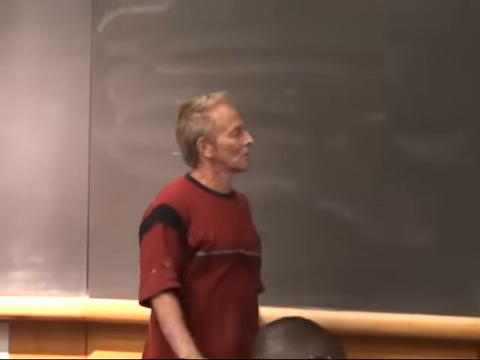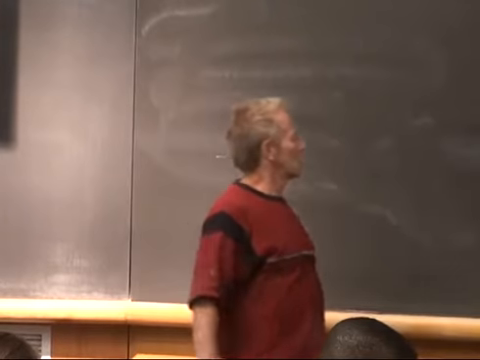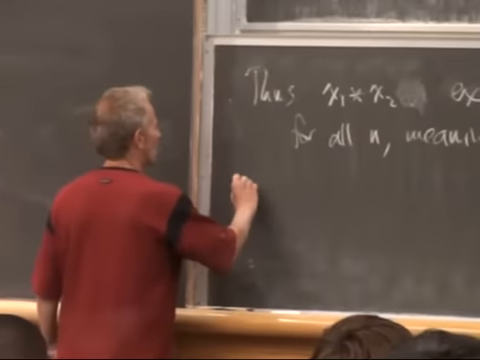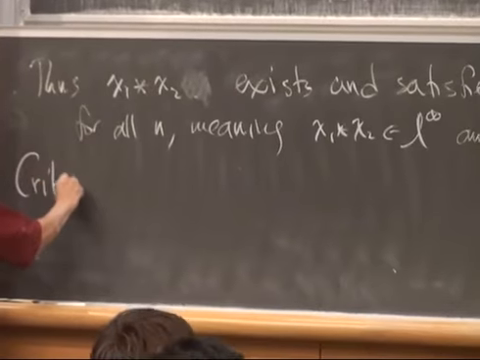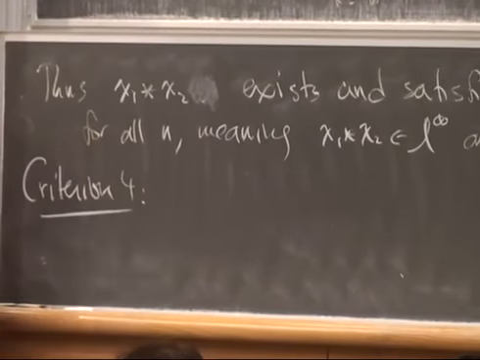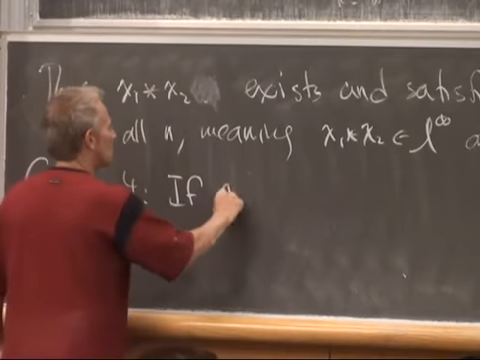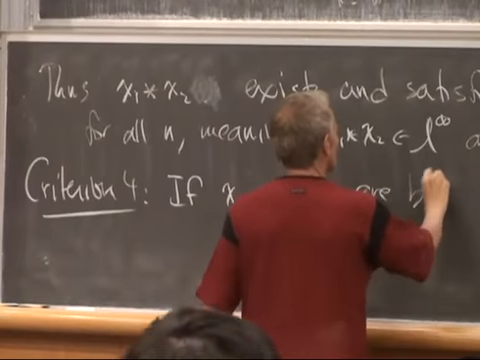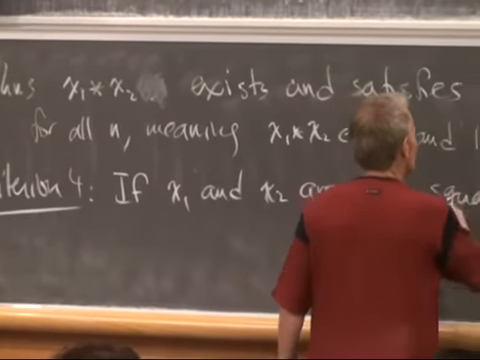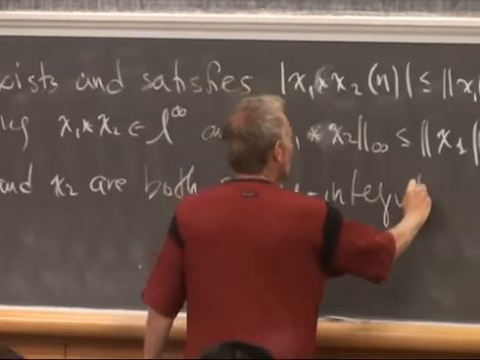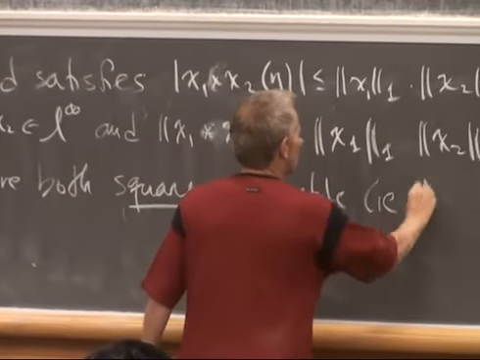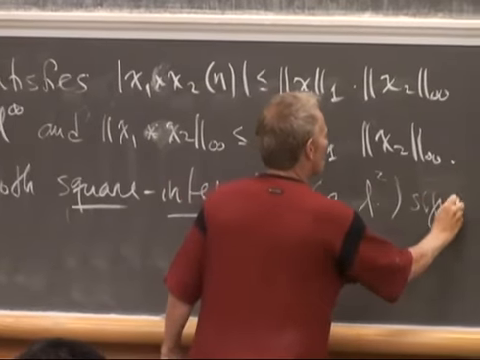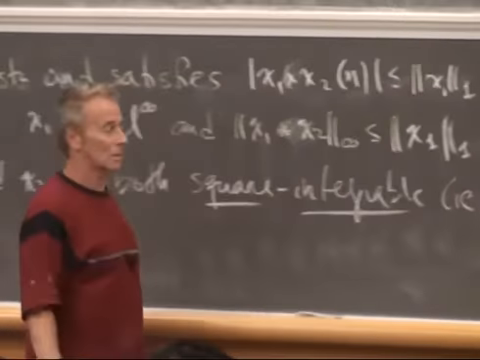So anyway, this is the first criterion based on analytical properties. The next one is not in your version of the monograph, but it's in the one that you're going to get soon, criterion 4. If x1 and x2 are both square integrable signals, that is to say, L2 signals, then the convolution of x1 with x2 is well defined. It exists.